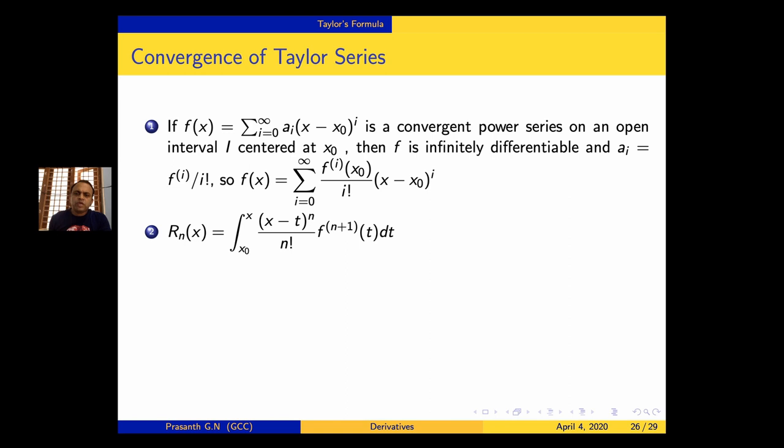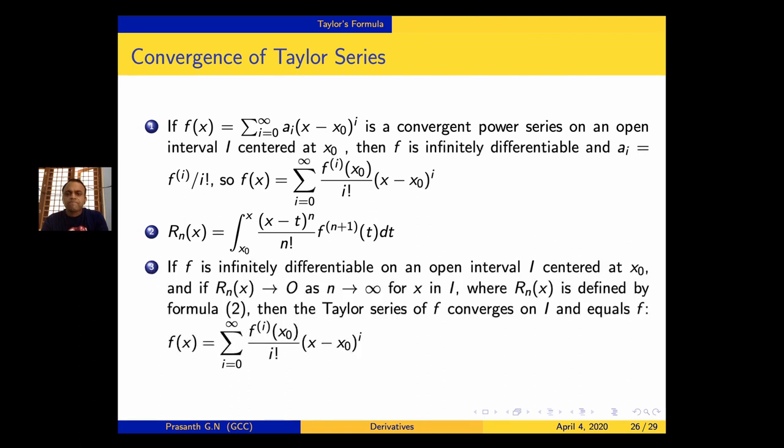We define R_n(x) to be equal to the integral from x0 to x of (x minus t) raised to n divided by n factorial, times the nth derivative of f at t, dt. If f is infinitely differentiable on an open interval I containing x0, and if R_n(x) tends to 0 as n tends to infinity for x in I, where R_n(x) is defined by the above formula, then the Taylor series of f converges on I and equals f, that is, sigma i equals 0 to infinity the ith derivative of f at x0 divided by i factorial times (x minus x0) raised to i.